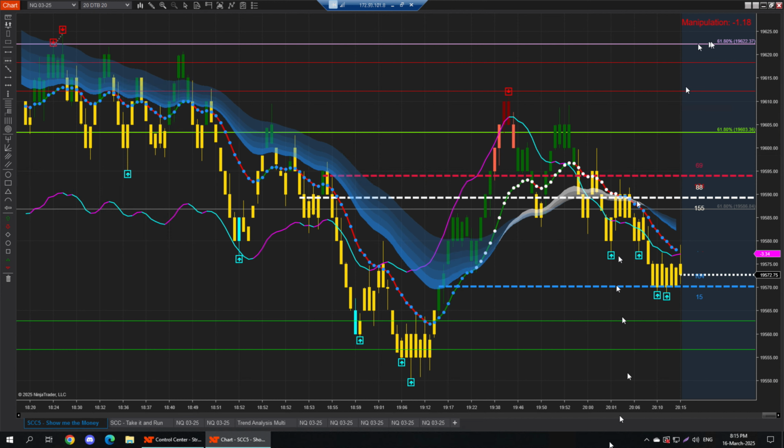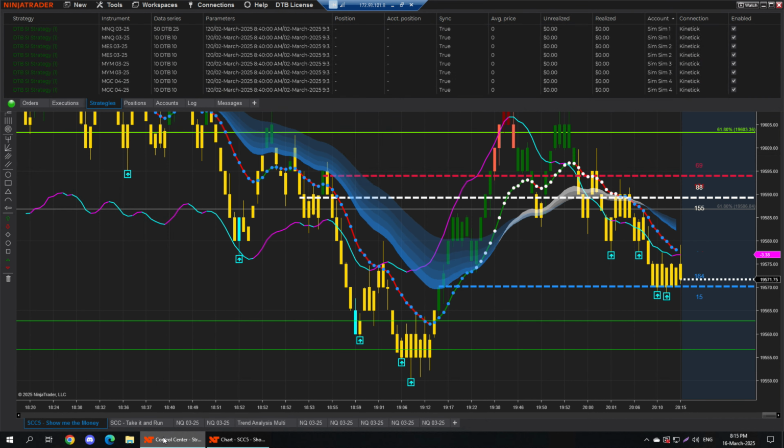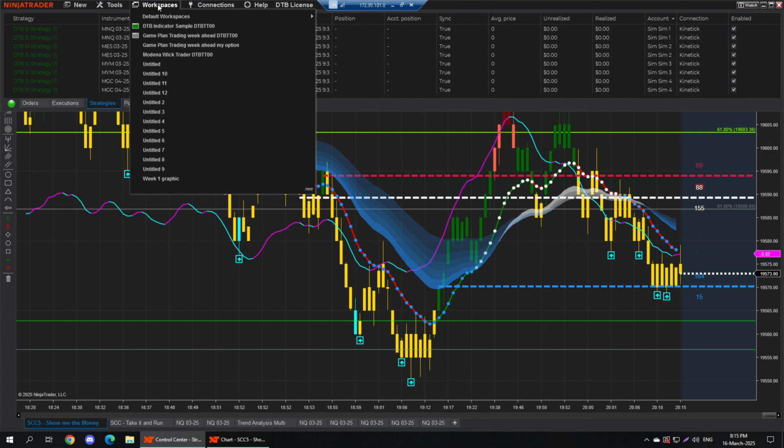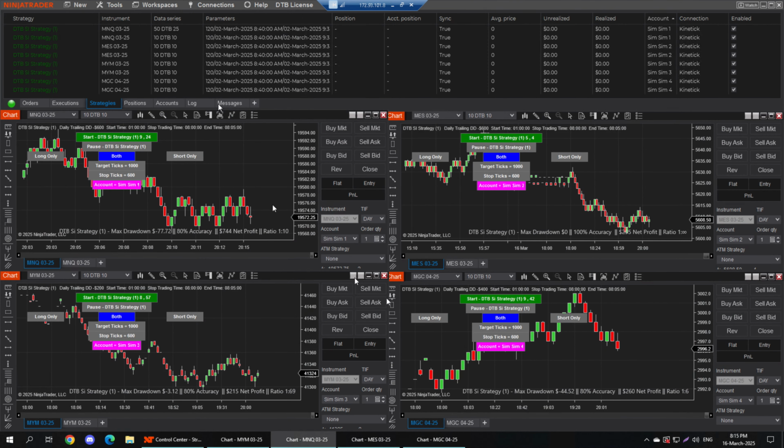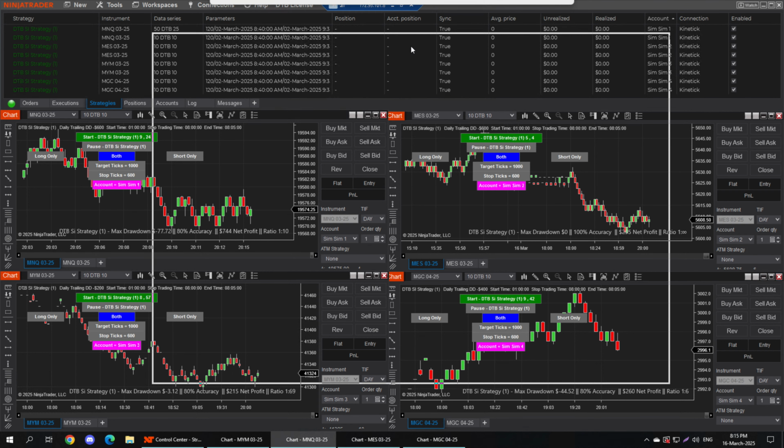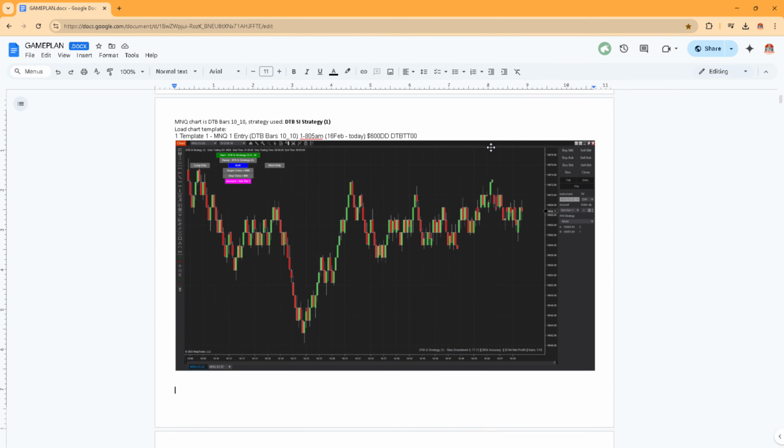Okay, so let's jump to our game plan, I've got it already loaded. If I go to my workspace and go to game plan for the trading week ahead, this is what it looks like for the week ahead. Our game plan document, as I said, has been updated. I'm not going to go through the full setup of the game plan document.